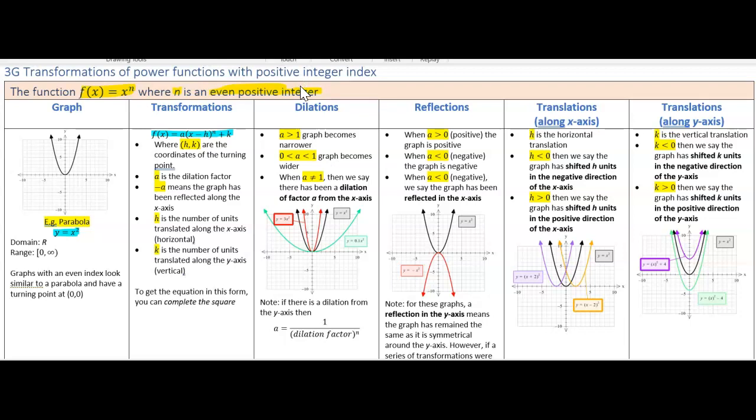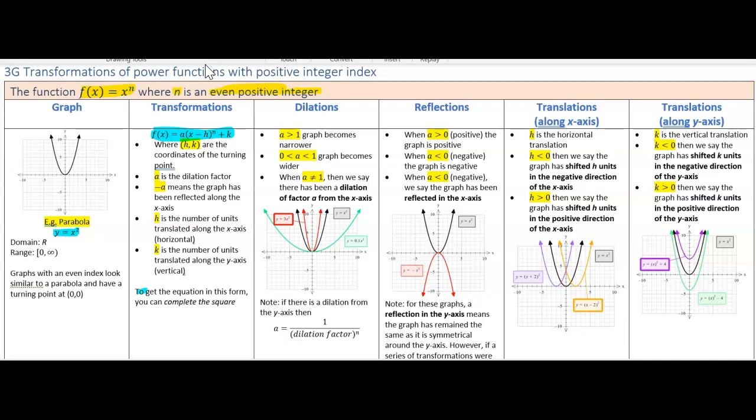So let's look at the transformations column first of all. f(x) = a(x − h)^n + k. So n is just our power, but the values of a, h, and k tell us what our transformations are. Now, if it's written in this form, that I've highlighted in blue, then we can see our transformations and we can see our turning points, which is awesome.